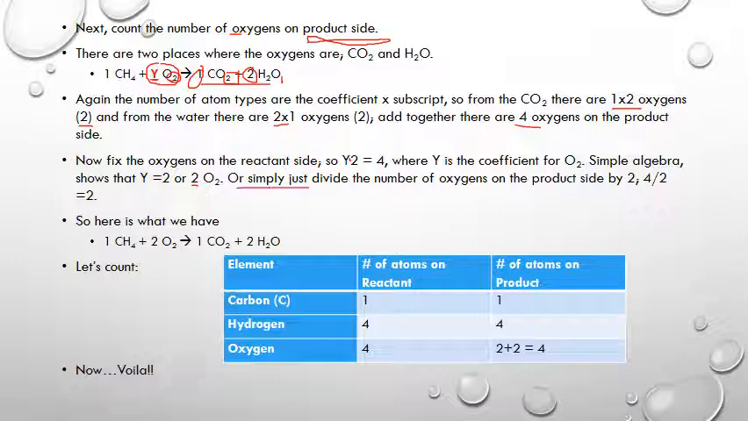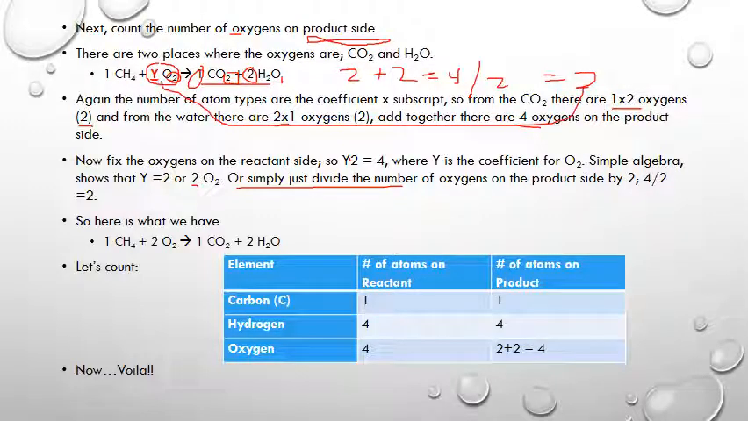A real simple way to do this is once you count the number of oxygens on the product side, you just divide by 2. Okay, and that'll happen all the time. So all you do is you count up 4 oxygens. 1 times 2 is 2. 2 times 1 is 2. Okay, so there's 4 oxygens. Divide by 2 is 2. And put that in front of the oxygen. That's all there is. Okay, so let's see if it works out.